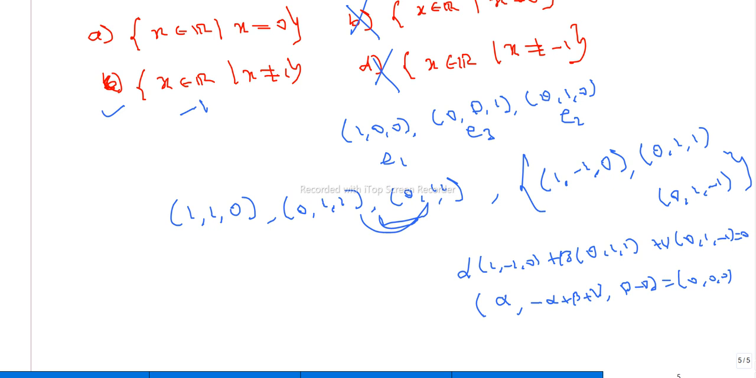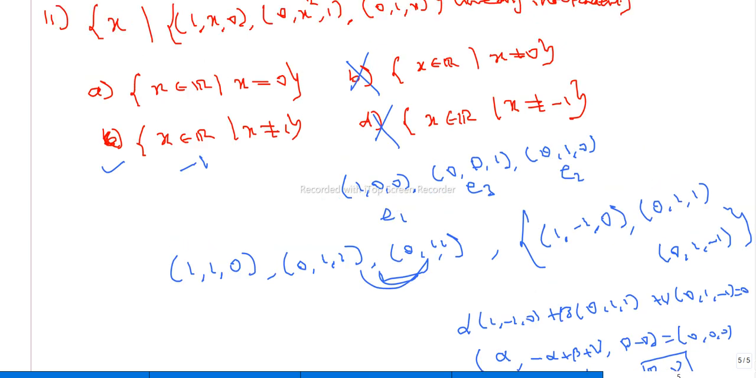From the last coordinate, if we compare, we get gamma equal to beta, and then from the first coordinate, we get alpha equal to 0. If we substitute alpha equal to 0, we get beta plus gamma equal to 0. Therefore beta should be equal to minus gamma. But we already know that beta equals gamma, and here we get beta equal to minus gamma. Therefore both gamma and beta should be 0. So alpha equals 0, beta equals 0, gamma equals 0. Therefore, if you substitute x equal to minus 1, we get linear independence.